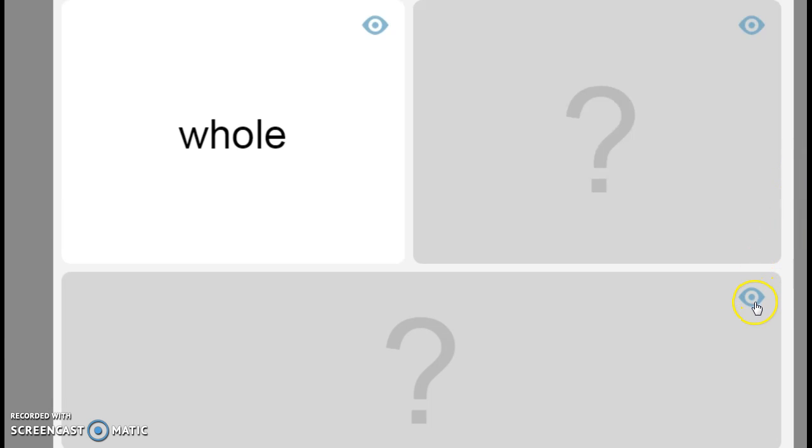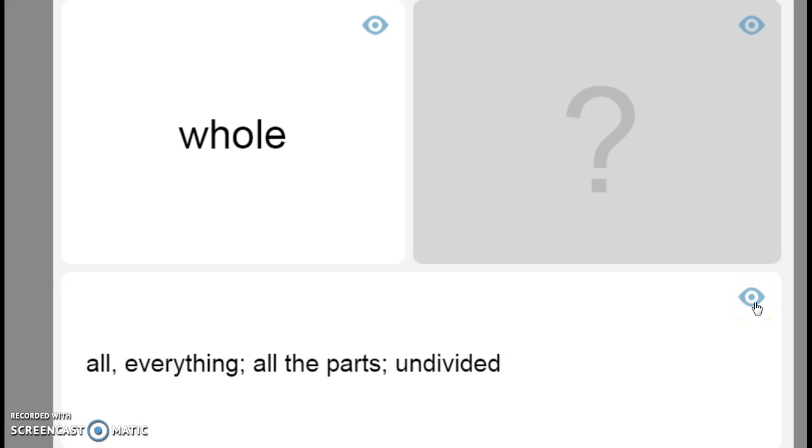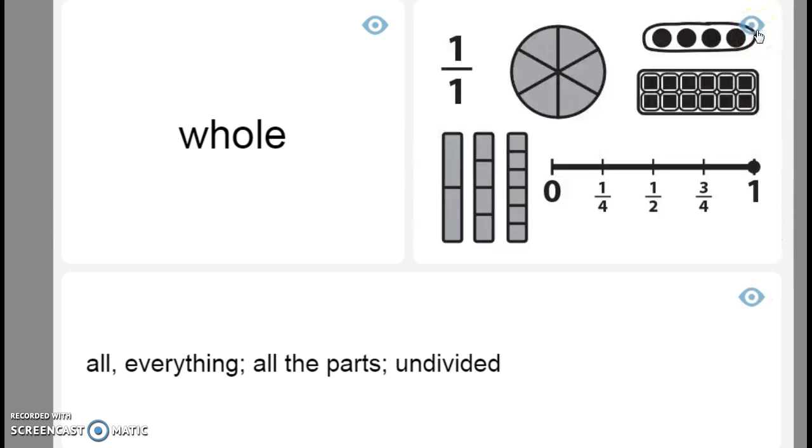What is one whole? Perhaps you think that it is all or everything, all of the parts of something, or one whole thing that is undivided in one piece called the whole. Here's a picture of some things in their whole form. This is the way a fraction might look, although there are many ways to write one whole as a fraction.